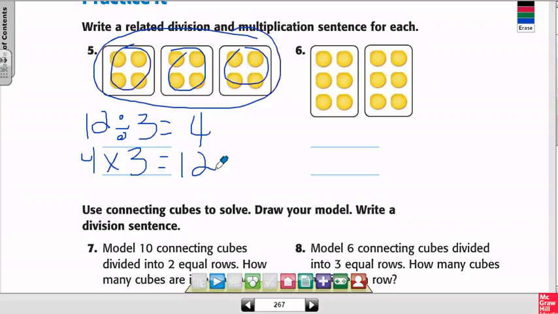Now look at 6. How many do I have total? 12. So 6 and 6, that's 12, divided by 2. Why 2? Because there are 2 groups, correct. And how many in each group? 6. So then what would be my multiplication sentence? 6 times 2 is 12.